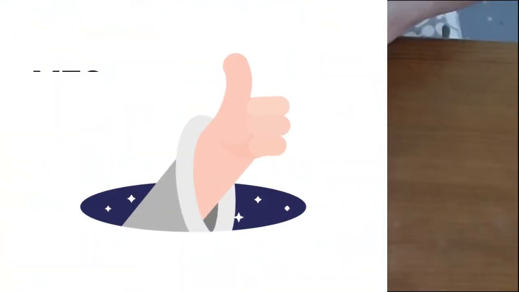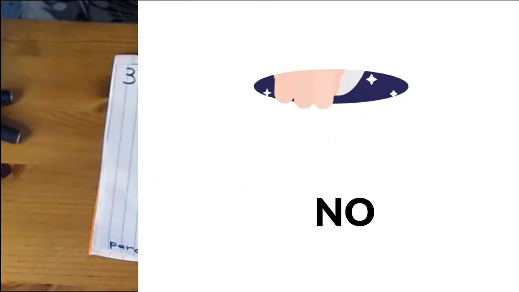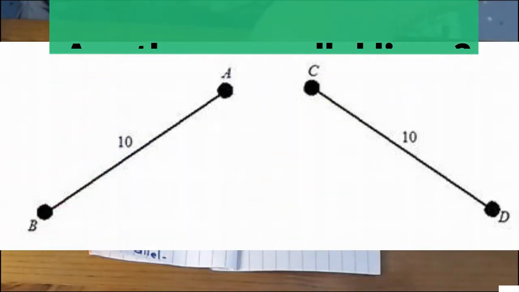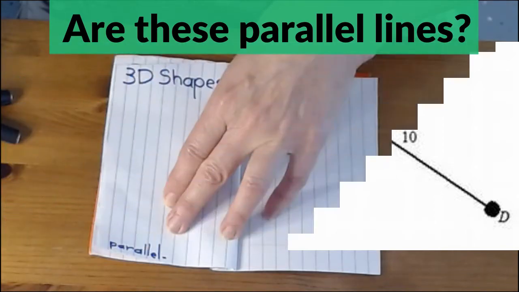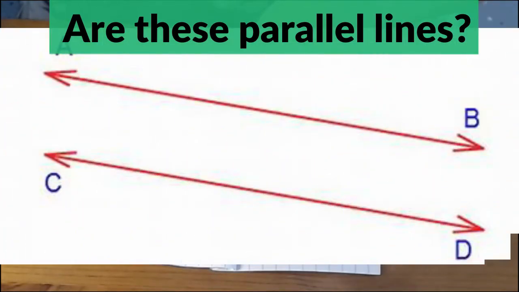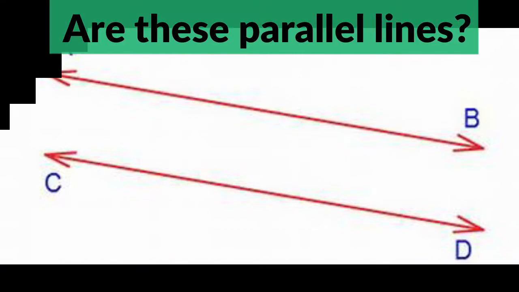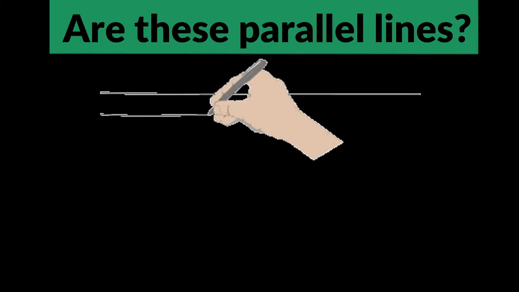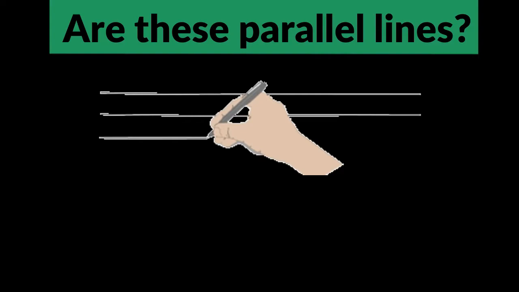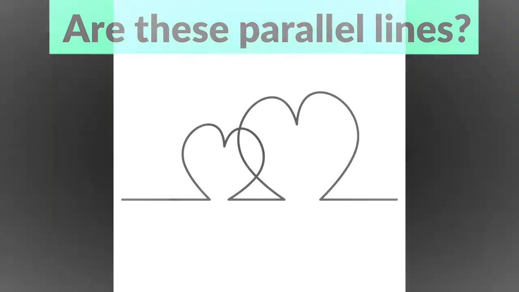So now the quiz. Thumbs up for yes, thumbs down for no. Are these parallel lines? Yes or no? Good job. What about these lines? Are these parallel lines? Yes or no? That's right. Are these parallel lines? Nice work. Are these parallel lines? Good. What about these lines? Are these parallel?